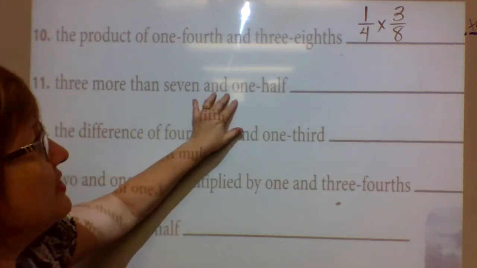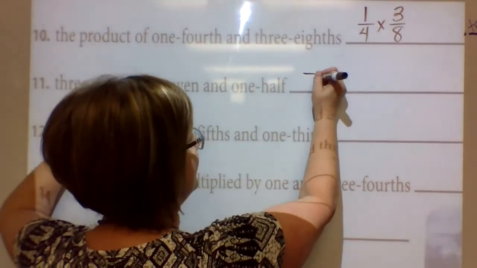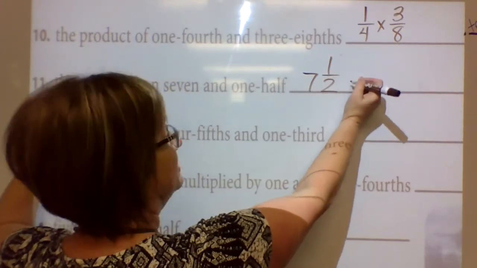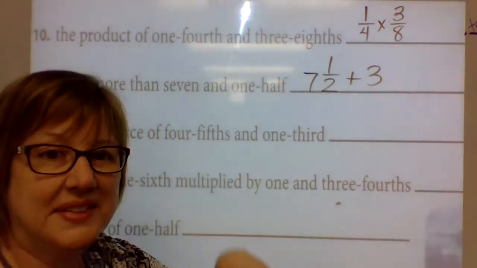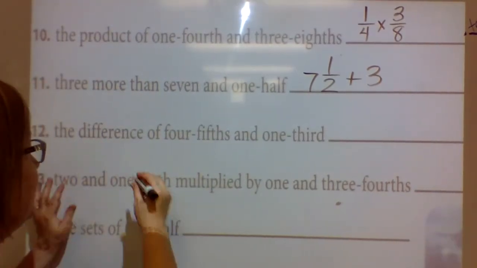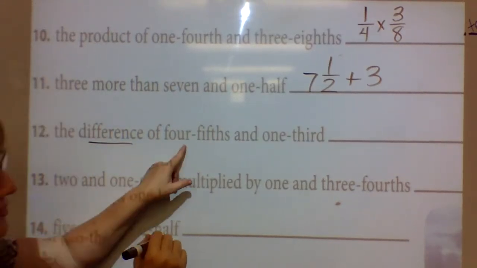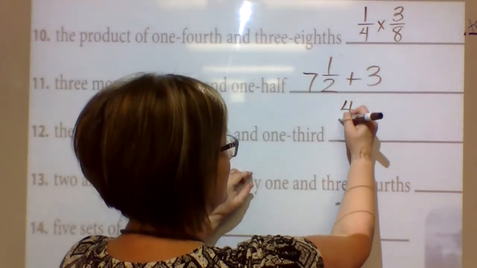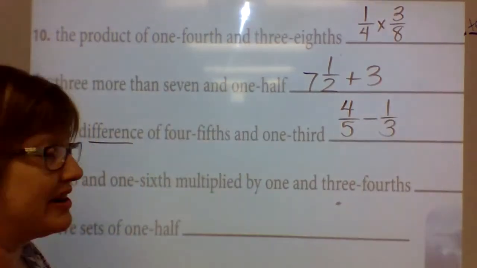Okay, 3 more than 7 1/2. More would suggest 7 1/2 plus 3 more. CMR says, oh, this is easy. Yep, I heard you, CMR. You're right, it is. Okay, the difference is the answer to a subtraction problem. Difference of 4/5 and 1/3, so 4/5 minus 1/3, right?